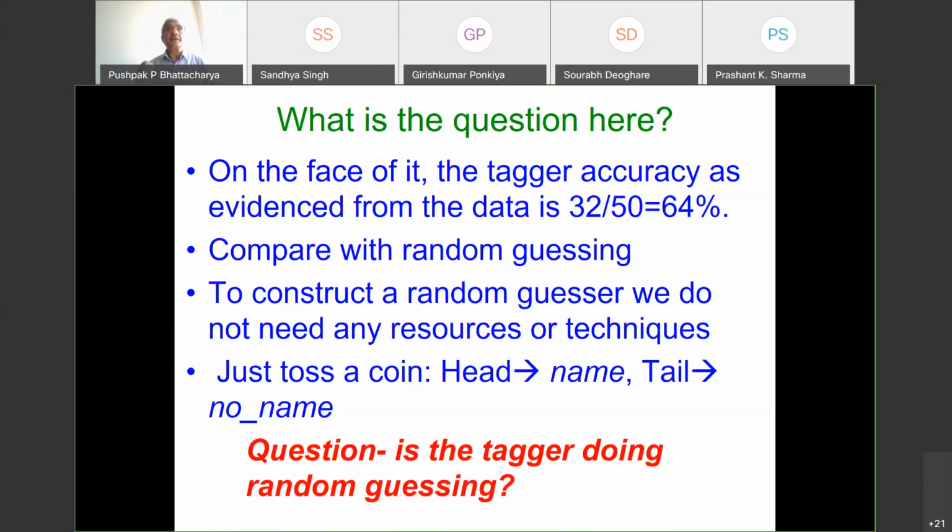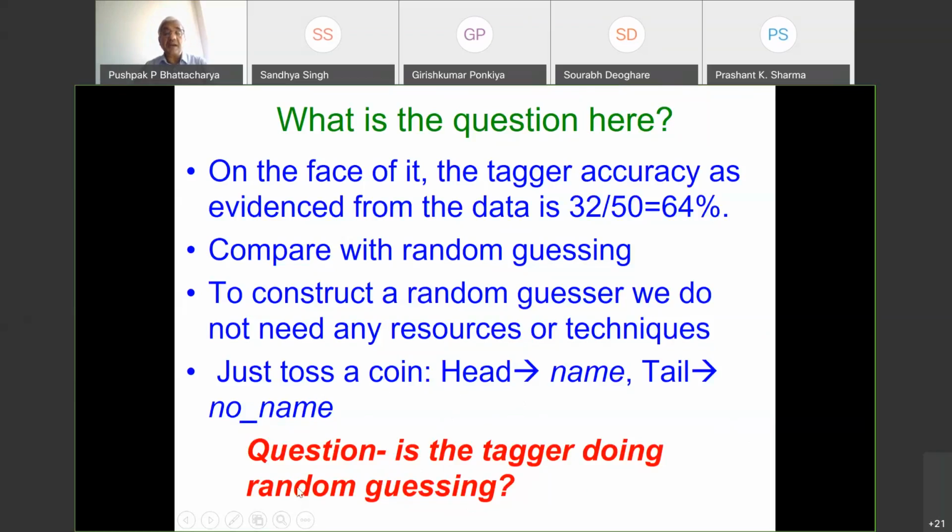You perform a random experiment. So in this particular case, for example, we have two outcomes: a named entity or not a named entity. So I have a very natural algorithm at my disposal. I'll take a coin, I'll toss the coin. If the head comes, then the word is a name. If I get a tail, then the word is not a name. Very simple algorithm. The only resource I require is a coin. So this is my random guessing, and I assume that the coin is a fair coin. So the algorithm is simplicity itself: head, name; tail, not a name.